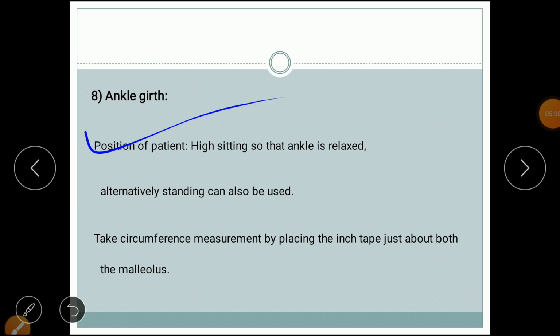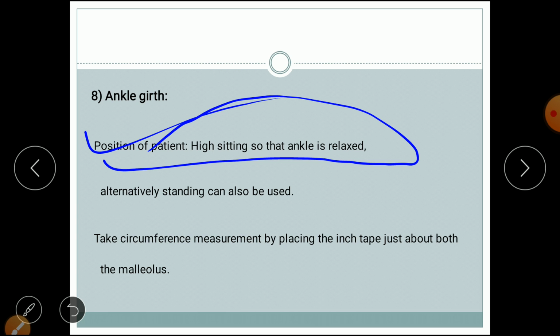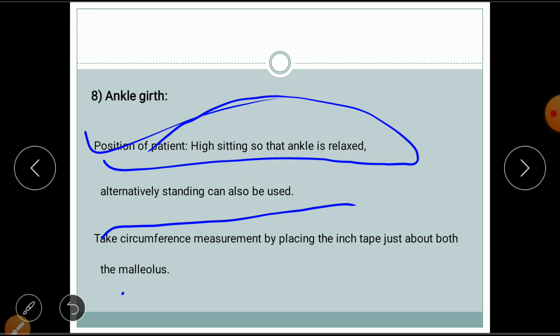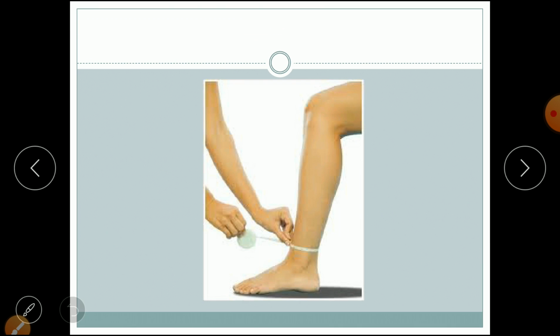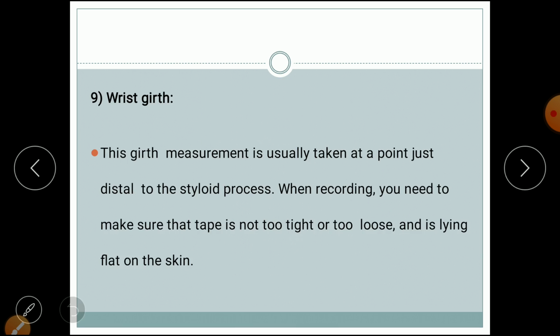Now the ankle girth. The position of the patient is high sitting, so the ankle is relaxed. Patient is in high sitting and ankle relaxed. Standing can also be used. Take the circumference measurement by placing the tape just above both the malleoli, that is about ankle girth. So this is the malleoli, just above the malleoli you can measure this and compare with the other side.